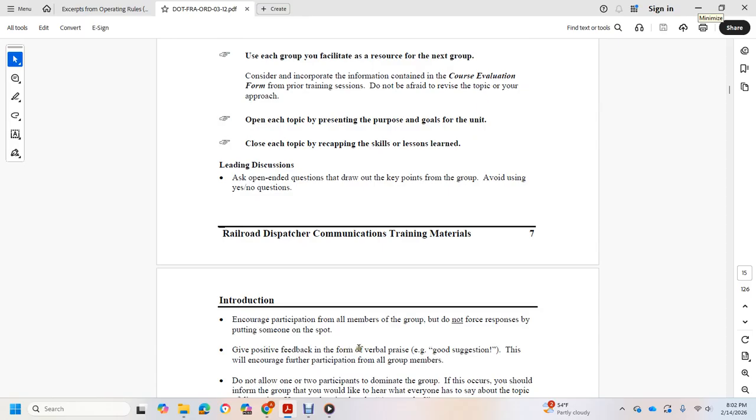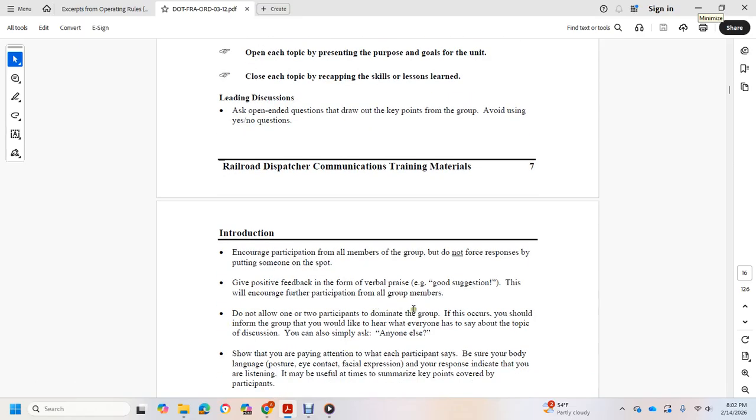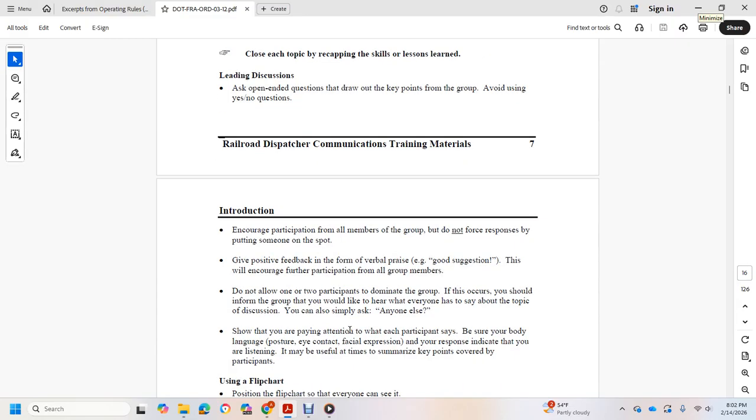Give positive feedback in the form of verbal praise or a good suggestion. This will encourage further participation from all group members. Do not allow one or two participants to dominate the group. If this occurs, inform the group that you would like to hear what everyone has to say about the topic of discussion. You can simply ask anyone else.